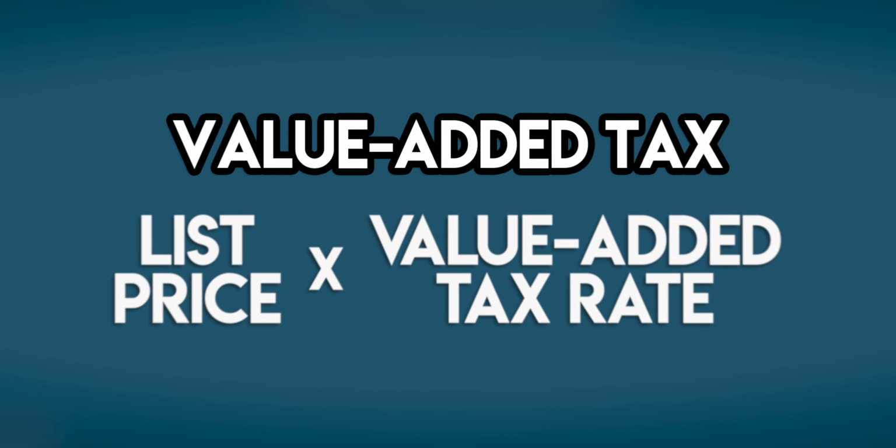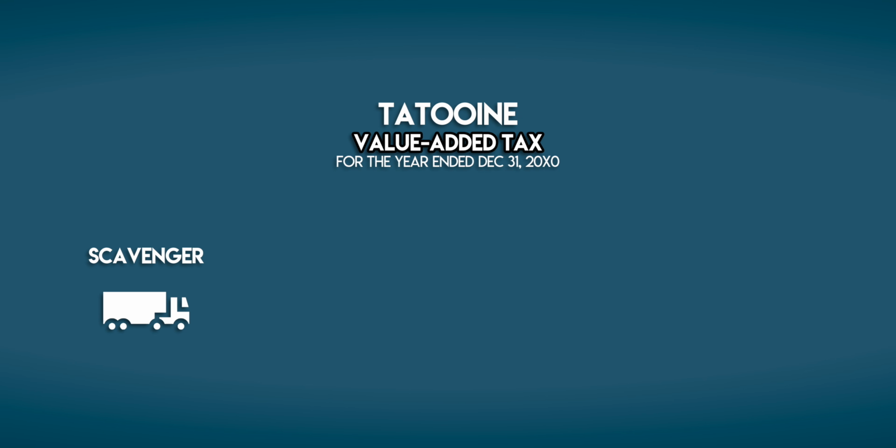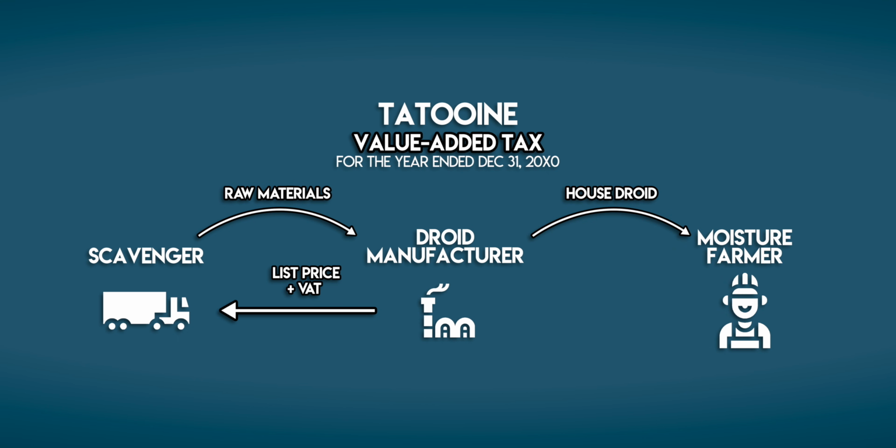This can get a little confusing because it sounds similar to sales tax, but allow me to break it down for you. Let's pretend that Tatooine actually has a value-added tax system. The rate is still 10%. The scavenger sells raw materials to the droid manufacturer, and in return they pay them the list price plus VAT, since value-added tax is added at every step of the production chain. The droid manufacturer turns the raw materials into a house droid, which it sells on to the moisture farmer. They pay the list price plus VAT as well.